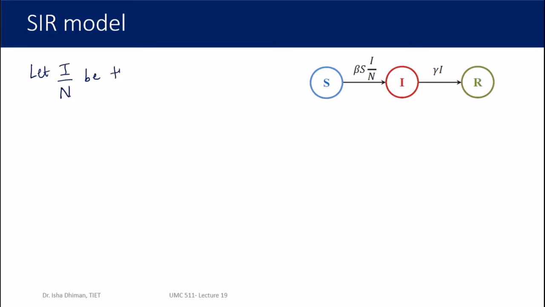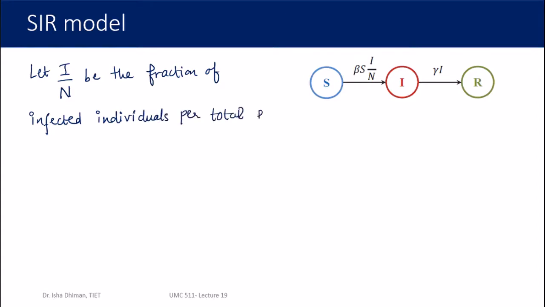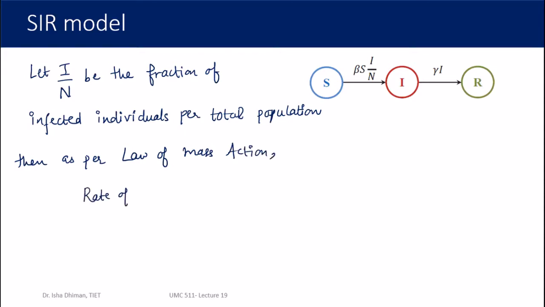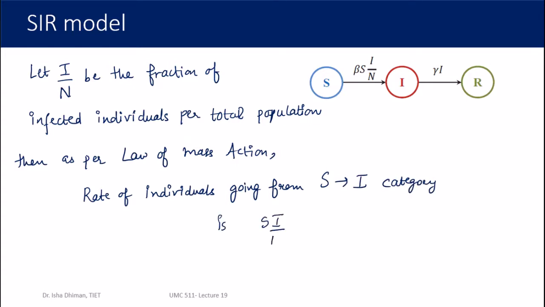So let I by N be the fraction of infected individuals, because I is the number of infected individuals. If you want to calculate per unit population what fraction of individuals are infected, it's I by N. Then as per the law of mass action, the rate of individuals going from susceptible to infected class is S I by N multiplied by beta. The units of beta are per unit time.